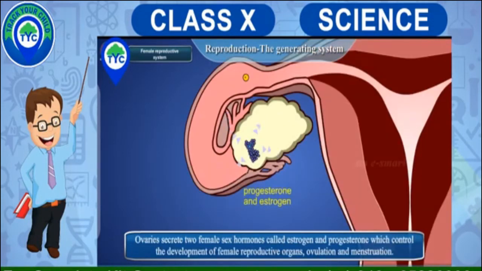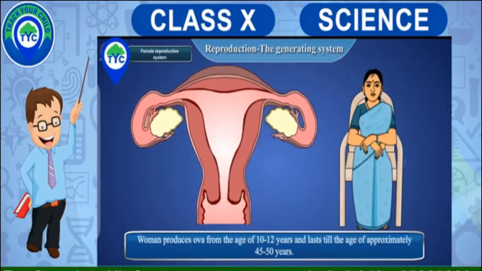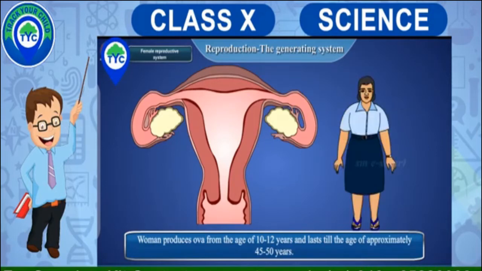Ovaries secrete two female sex hormones called estrogen and progesterone, which control the development of female reproductive organs, ovulation and menstruation. Women produce ova from the age of 10 to 12 years and this lasts till the age of approximately 45 to 50 years.